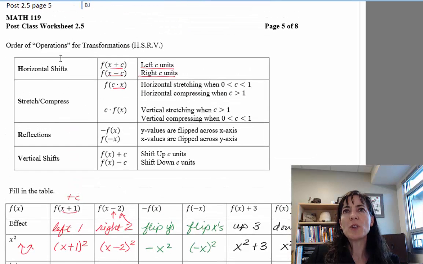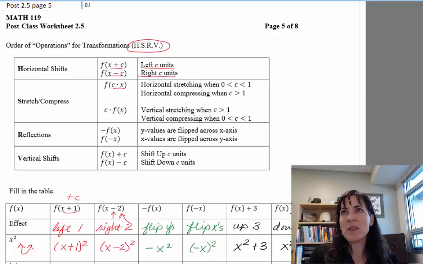And so we showed all of them on this chart except for the stretch and compress, and that's because we don't use the stretch and compress very often. But we also have a mnemonic to help you remember what order to perform these transformations in. And if you do them in the order that we showed here on this table, your graph will come out correctly. And so of course we want that.